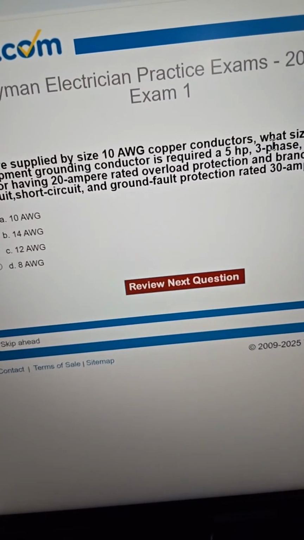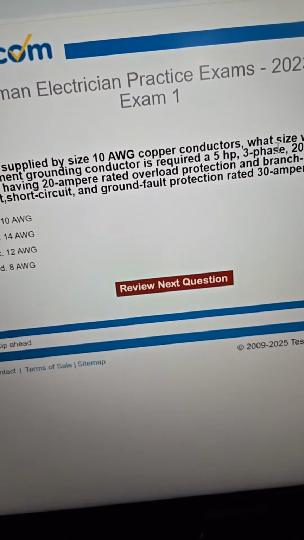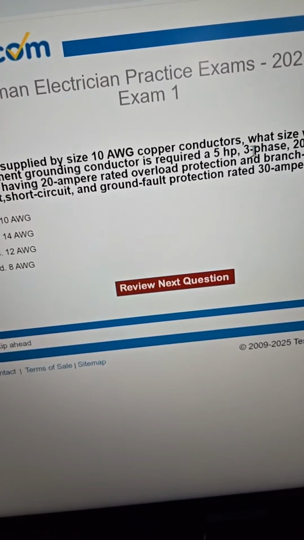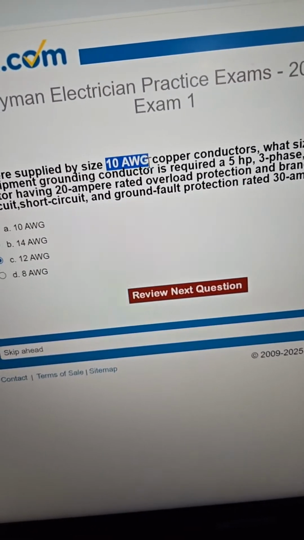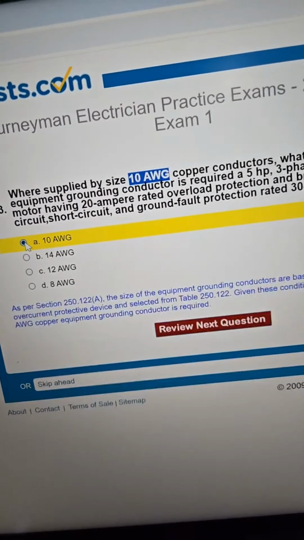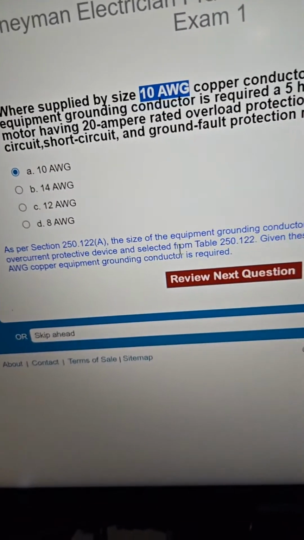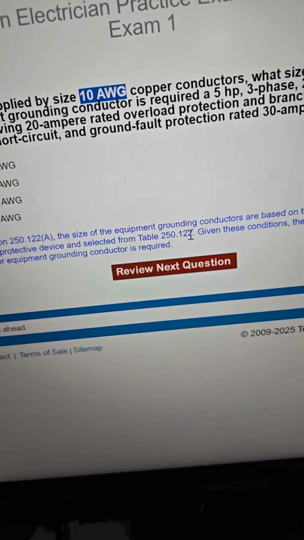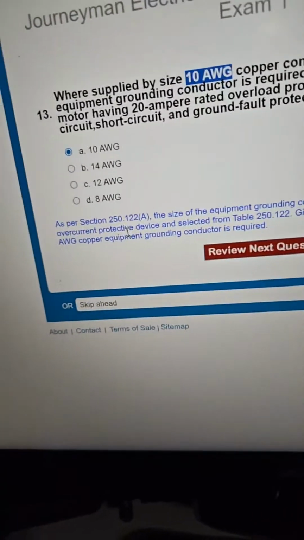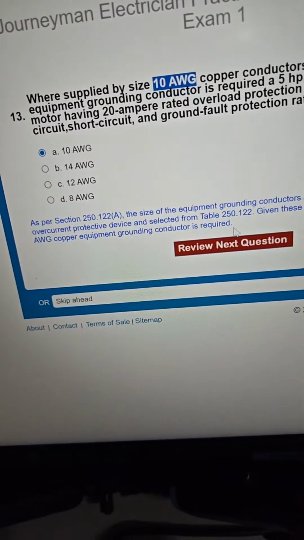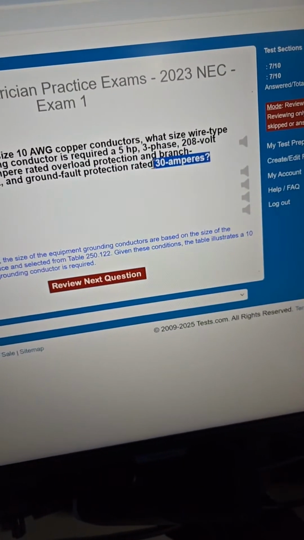We'd have to go in the chart to know exactly what this is, but typically you're going to be full size. So I'm going to guess number 10. The size of the equipment grounding conductor is based on the size of the overcurrent protective device, selected from 250.122, which we did. And the table illustrates that 10 AWG copper is the equipment ground required because of 30 amps. There you go.